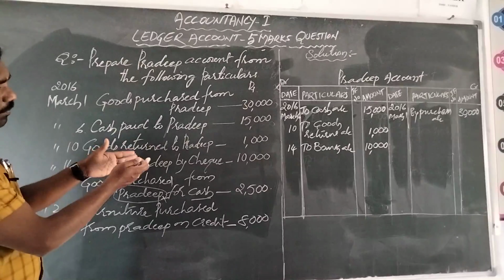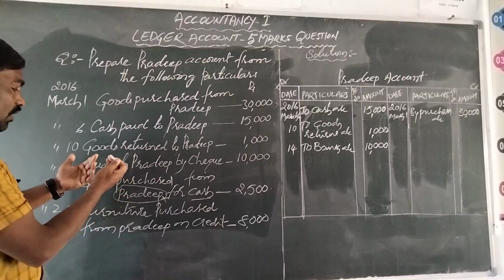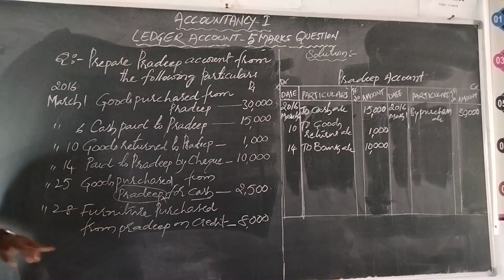Just ignore the transaction, because we are not preparing the goods purchase account or cash account. So simply we ignore that transaction. Okay, for understanding point of view, I explained to you.